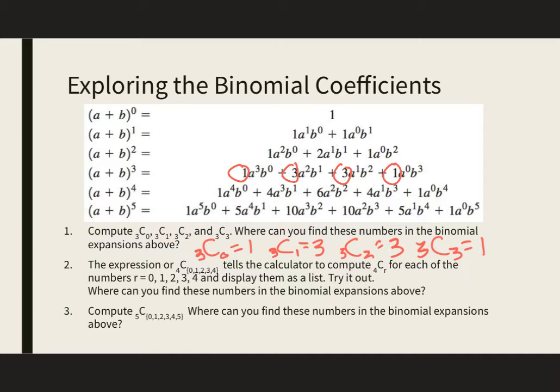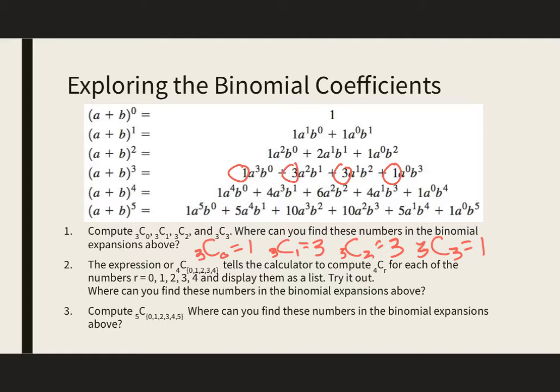All right, let's move on. Number 2. This expression here, 4c0, 1, 2, 3, 4. Let me show you how to enter that. All right, now type 4 on your calculator and press math and go to probability nCr. Instead of entering all those individually, we could enter them together. I want you to use the brace button, which is second open parentheses. It's in the middle of your calculator. Then type in 0, comma, 1, comma, 2, comma, 3, comma, 4. Close the brace and then press enter.